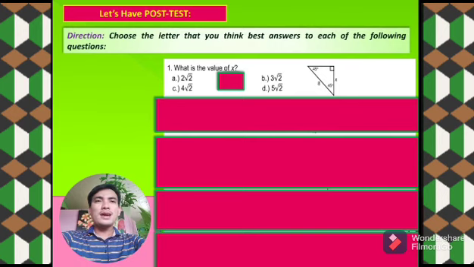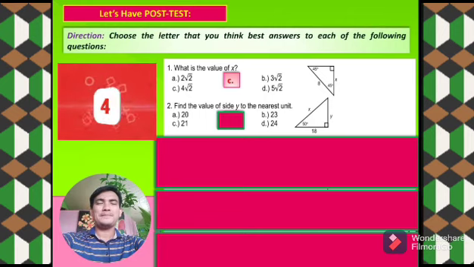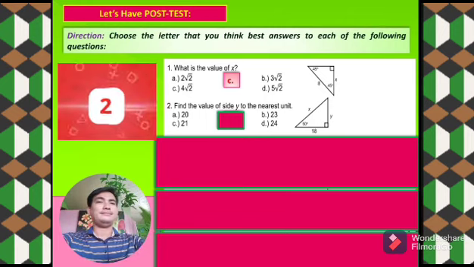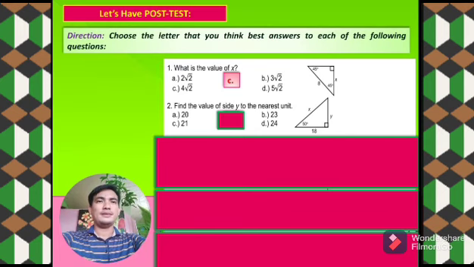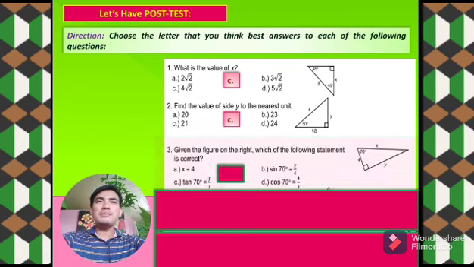And the correct answer is letter C. Next up, let's proceed to number 2. Find the value of side y to the nearest unit. Ready? Go! The correct answer is letter C. Congratulations! Let's proceed to problem number 3.